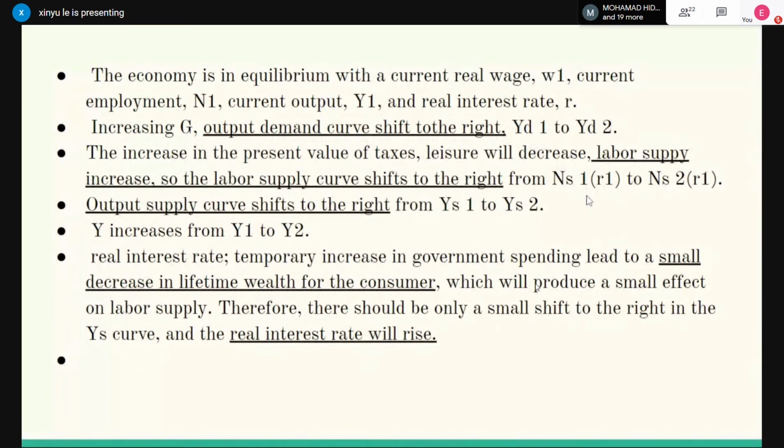For the real interest rate, a temporary increase in government spending leads to a small decrease in lifetime wealth for the consumer, which will produce a small effect on labor supply. Therefore, there should be only a small shift to the right in the YS curve, and this will make the real interest rate rise. Next.